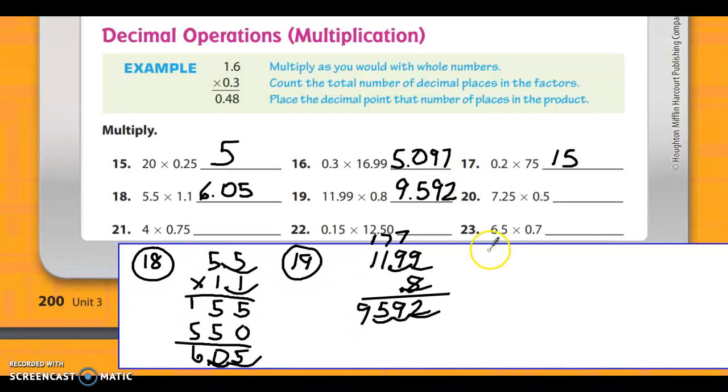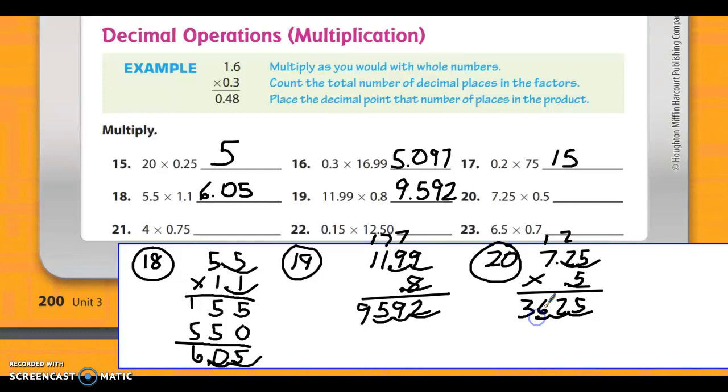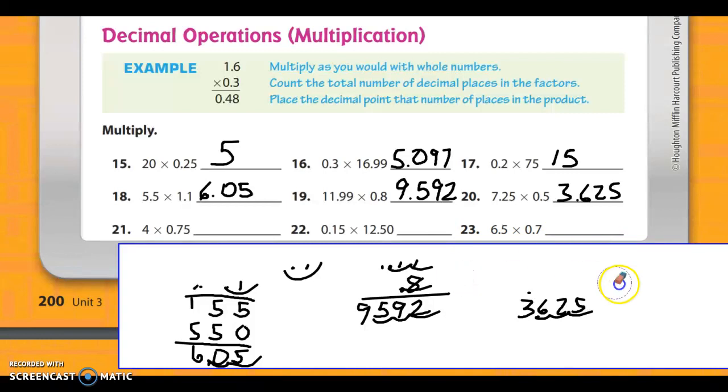thousandths. Let's do one more, and then you can try the last 3 on your own. 725 times 0.5. 5 times 5 is 25. 5 times 2 is 10, plus 2 is 12. 5 times 7 is 35, 36. 1, 2, 3. 3 and 625 thousandths.